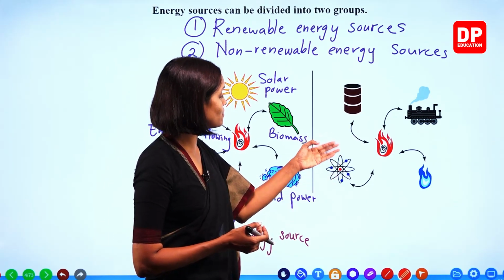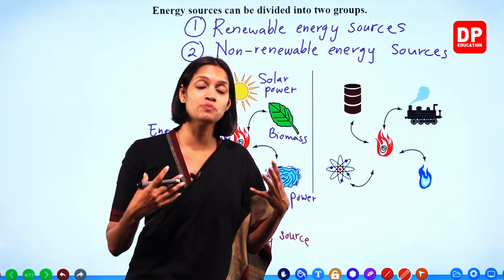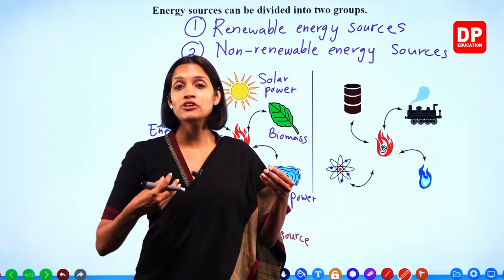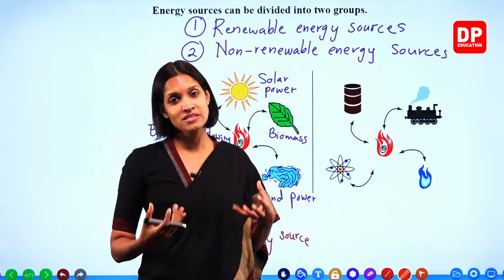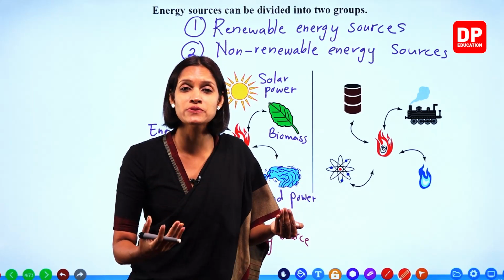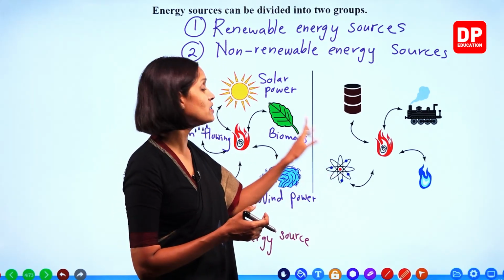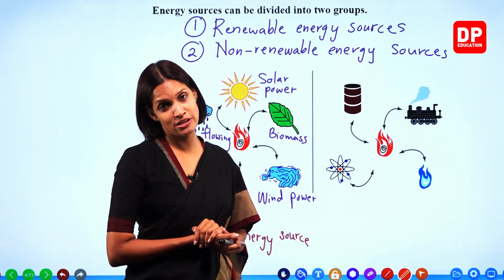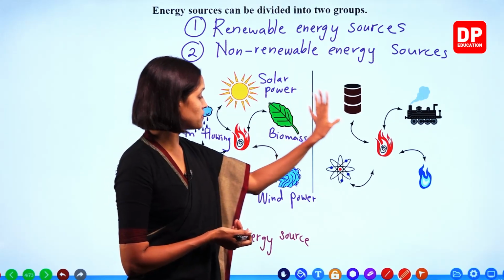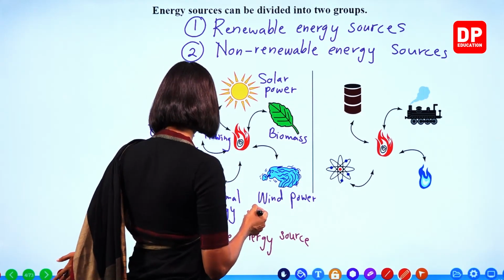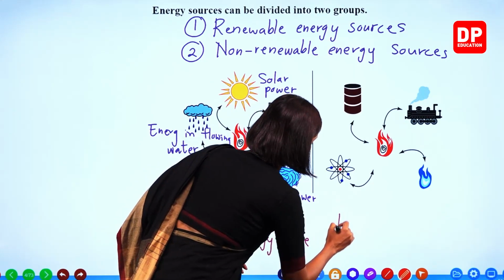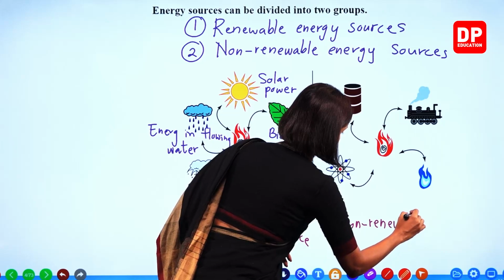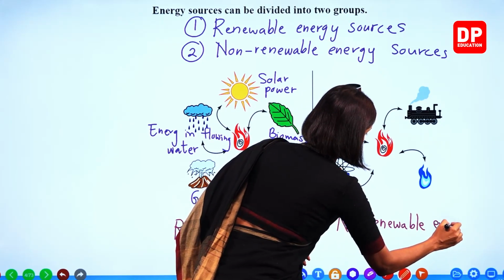Right, and at the same time, nuclear energy can be produced by using certain radioactive elements. When we use the present amount of element present in soil, again, in order to produce them, it takes a long time. Therefore, nuclear power also can be considered as a non-renewable energy source. So this side is non-renewable energy sources.